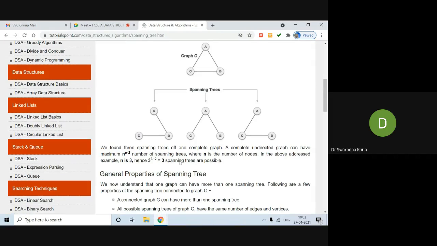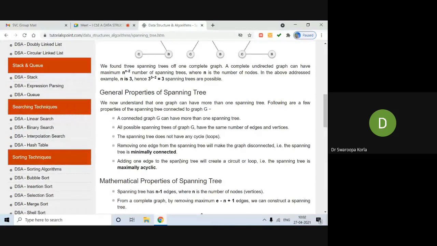And let us look quickly at some of the more generalized properties of spanning trees. Here, first property: a connected graph Z can have more than one spanning tree.